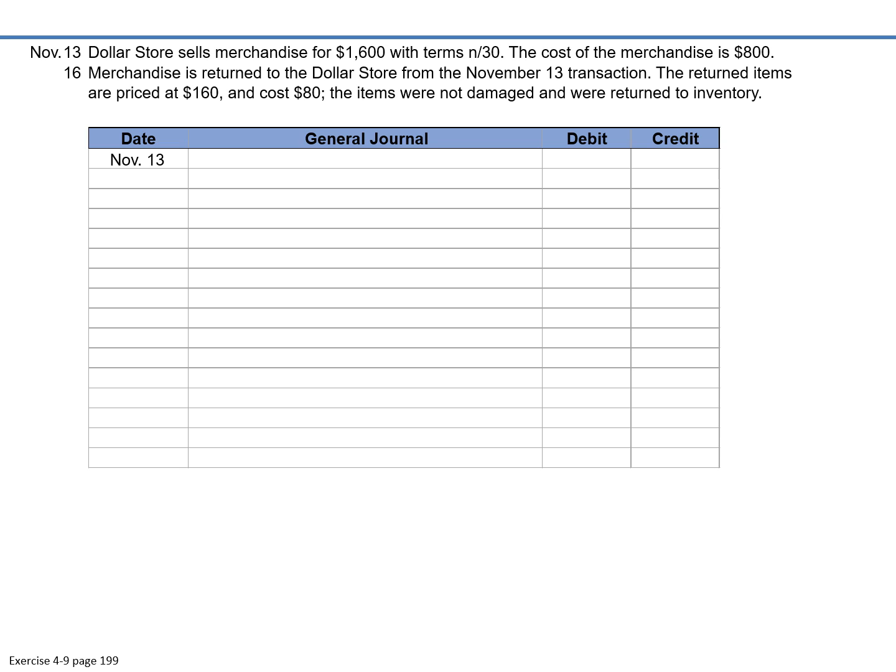Then on the 13th, Dollar Store sells the merchandise for $1,600 with terms net 30. The cost of that merchandise was $800. So we're going to record our accounts receivable for that $1,600 sale and an increase to revenue for $1,600. Then we're going to increase our cost of goods sold with a debit of $800. And we're going to reflect a reduction in merchandise inventory for the goods that we've sold with a credit of $800.